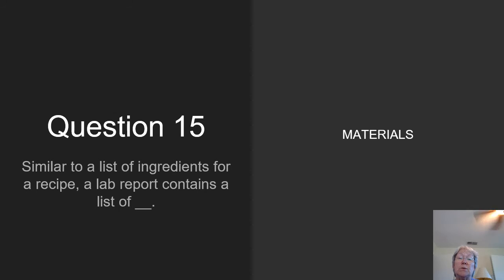The next one, the last one, question number 15. Similar to a list of ingredients for a recipe, a lab report also contains a list of materials. And beyond even just a list of materials, it's just like a recipe in that it tells you exactly how much of each thing that you will need. So if you need 6 test tubes, it's not just going to say test tubes, it's going to say 6 test tubes. If you need 14 liters of water, it's not going to just say some water, it's going to say 14 liters of water. All right? So this is the first side of the page.